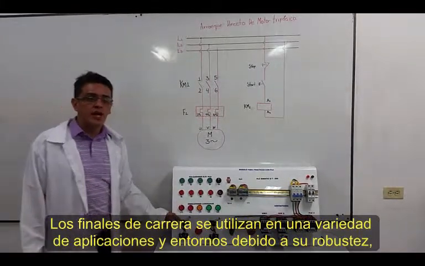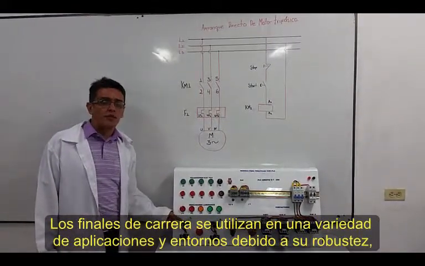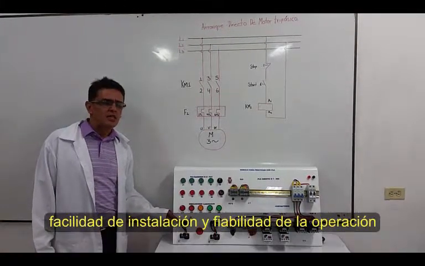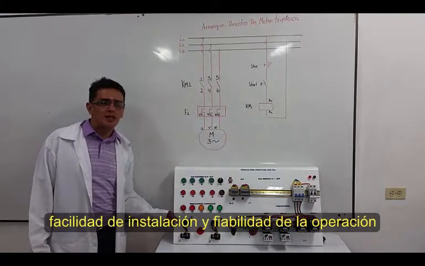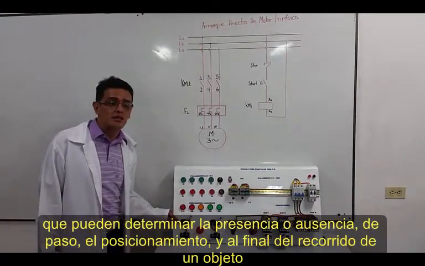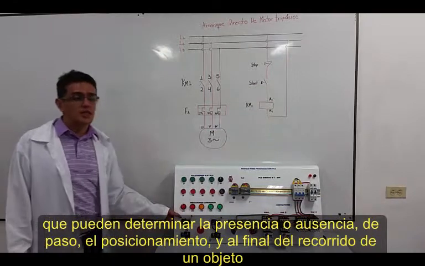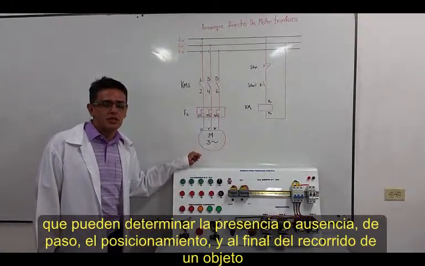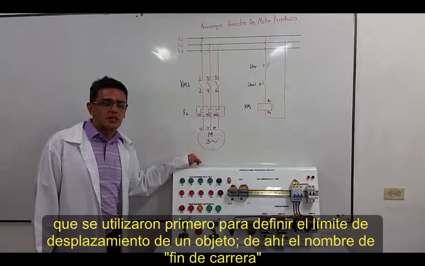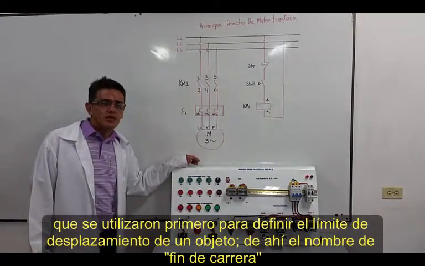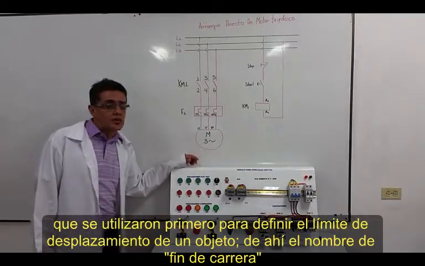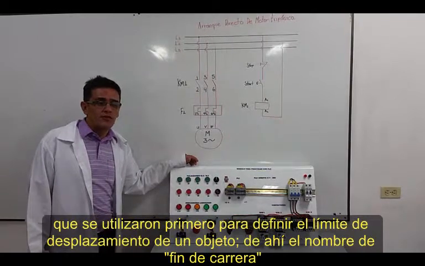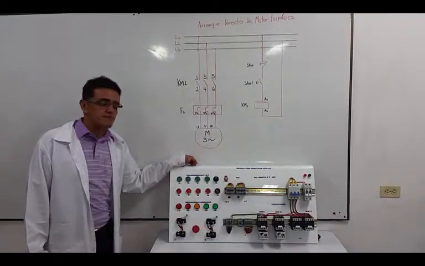Limit switches are used in a variety of applications and environments because of their robustness, ease of installation, and reliability of operation. They can determine the presence or absence, passing, or motion of some subject or an object. In this case, we can say that they were first used to define the limit of travel of an object, hence the name limit switch.